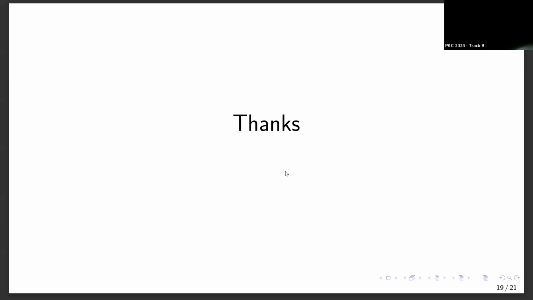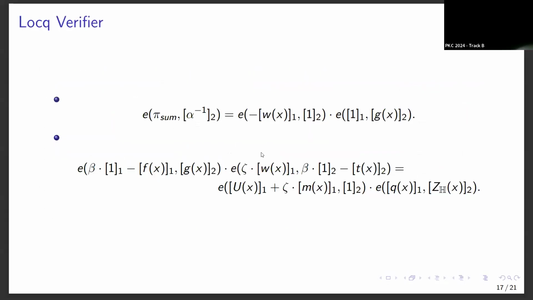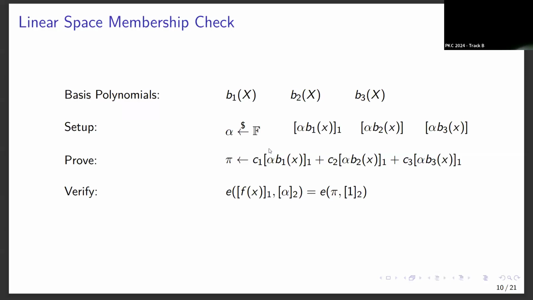Since you are now introducing this alpha in the CRS, is your CRS updatable or not anymore? I haven't investigated whether it is updatable, but it is still kind of universal because it only depends on the basis polynomials, which only depend on the domain. And at least it does not depend on the table. So that's still some level of universality here. But I haven't analyzed if it is updatable yet. It's maybe future work.